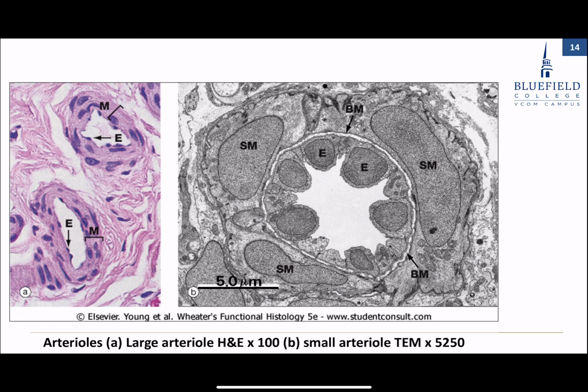We've got two arterioles right here. You can see they're running through connective tissue. But if you take a look at them, you can see the endothelial cell lining in certain places here.